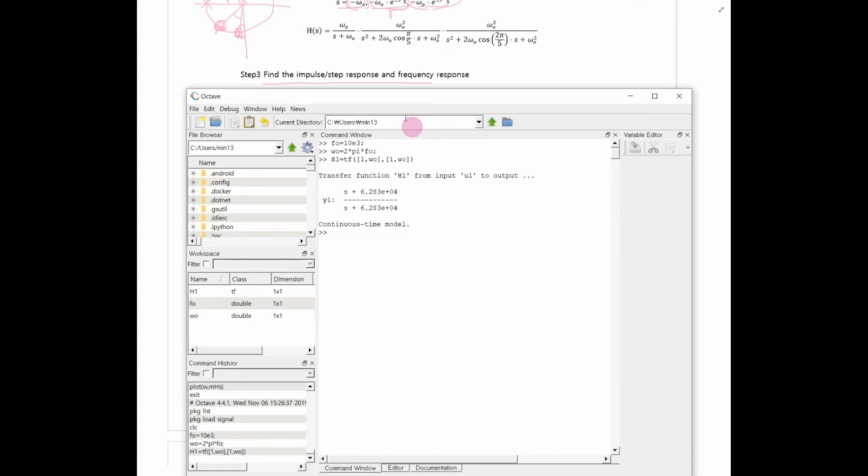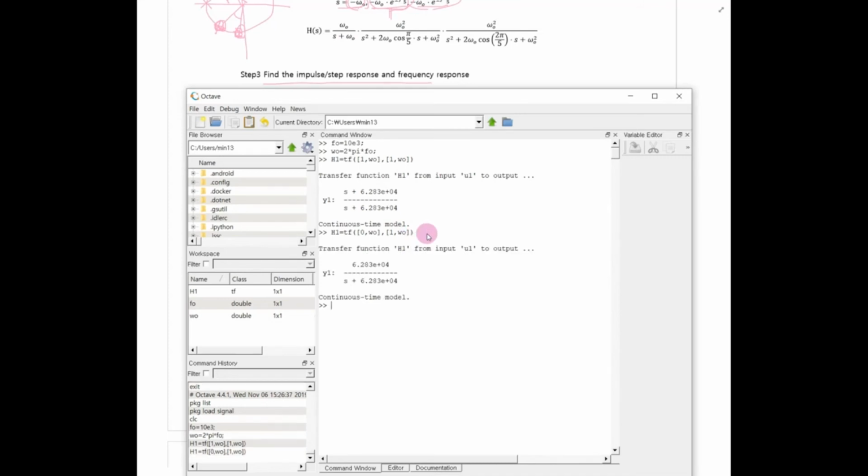So h1 expressed in, okay, I need to make it 0. Here the s coefficient should be 0. Okay, so the numerator 0, omega 0 means the numerator is only omega 0, and the denominator is s plus omega 0, and can be expressed in this way. So this one is the single or first order transfer function of the first one.